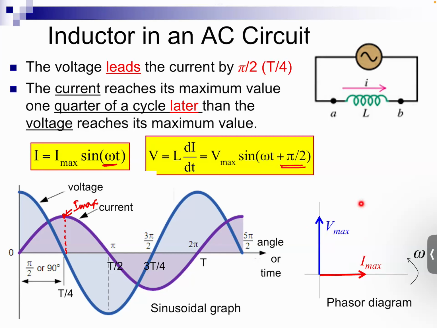So here your voltage comes before your current, and there's a phase difference of pi over 2 or 90 degrees between the voltage and the current. Of course, your phasors still rotate in the anti-clockwise direction, and hence this orientation tells us that the voltage comes first before the current if you have an inductor.